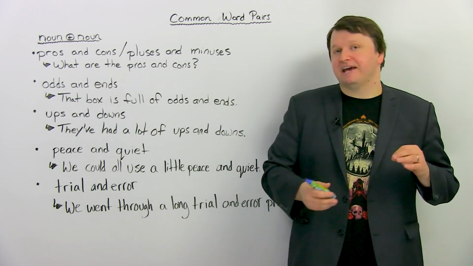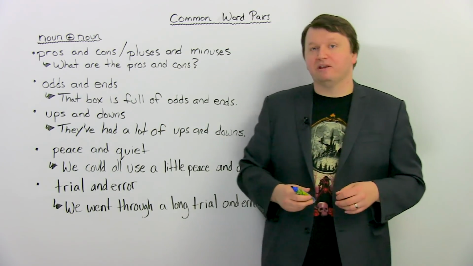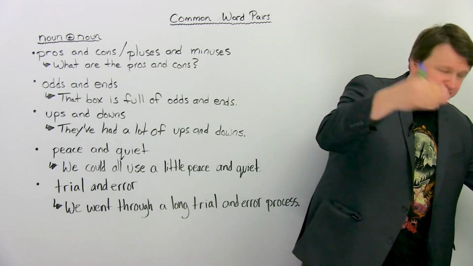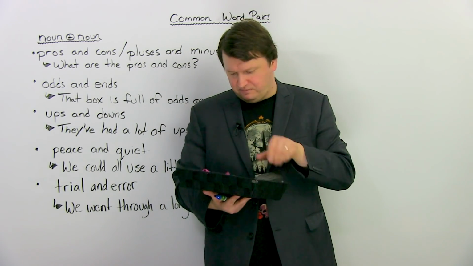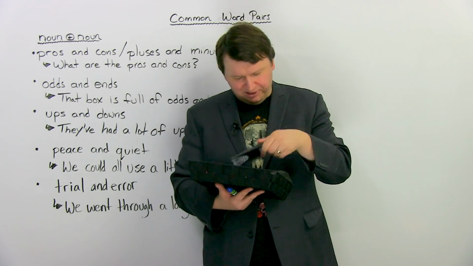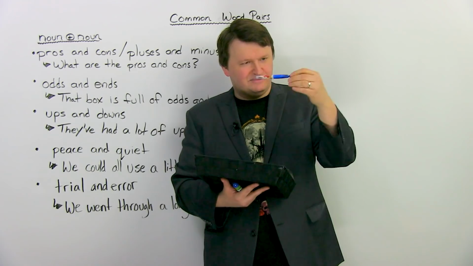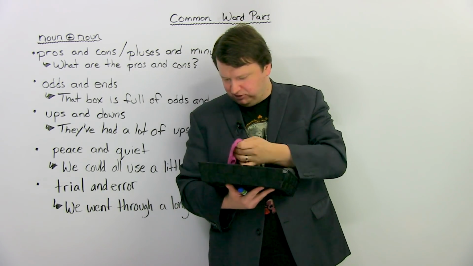Next, odds and ends. So odds and ends, that box is full of odds and ends. Let me show you. Come here, come here. Okay, so I got an eraser, got a stapler, there's a remote of some kind. I think these are bubbles, Superman bubbles, marker, cloth.